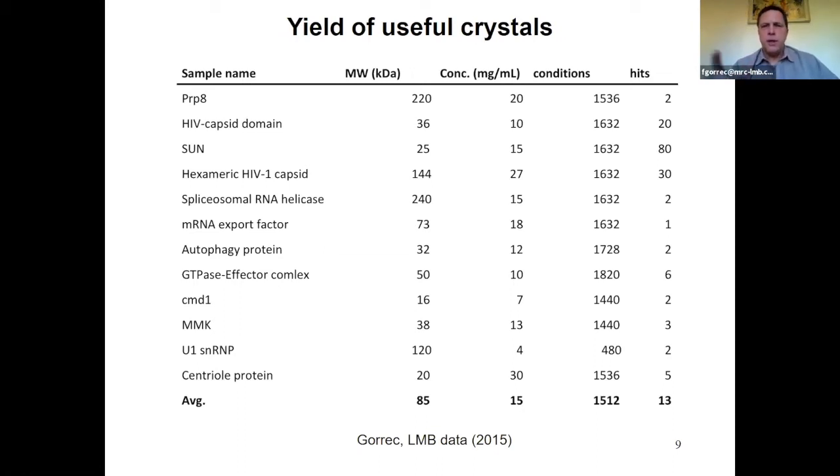And that's only when some useful crystals were obtained, actually. So there is often optimization of the sample required before that, where you don't obtain crystals. So overall, the yield is actually less than 1%.